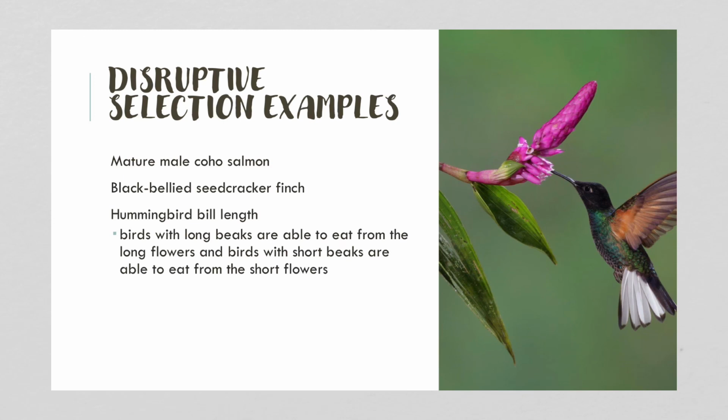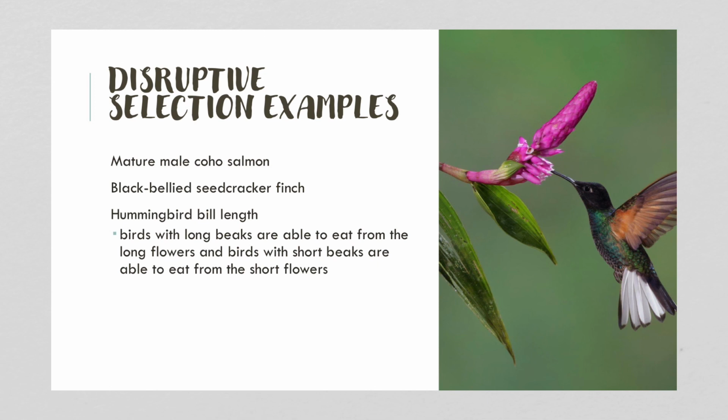Some examples of disruptive selection would be mature male coho salmon. Some of them, the larger ones, will bully their way in to fertilize the eggs because they're bigger and they'll scare the other ones away. And then the really small male coho salmon, because they're small, can be sneaky and dart in and fertilize the eggs when the bigger fish aren't looking. But the medium-sized ones aren't favored either way.